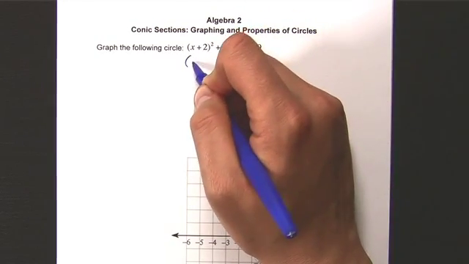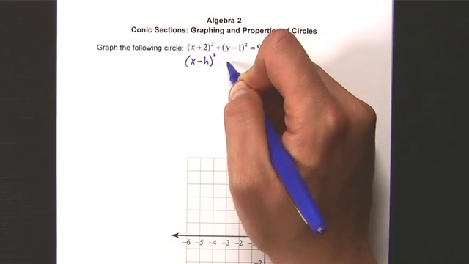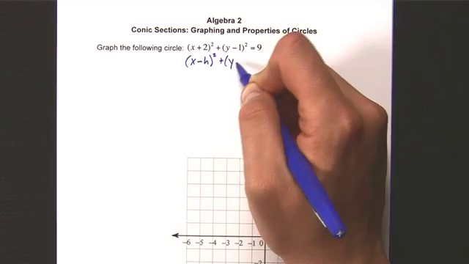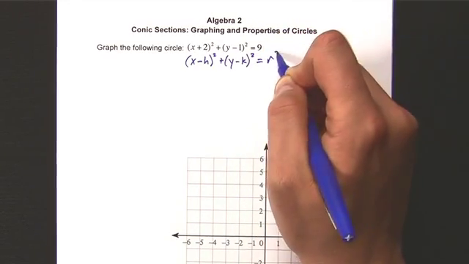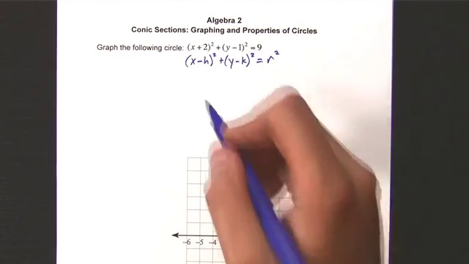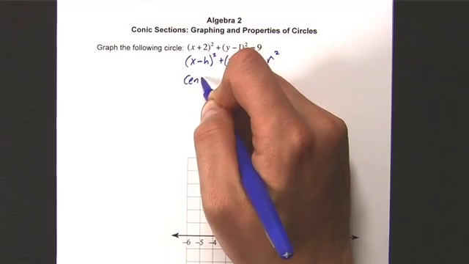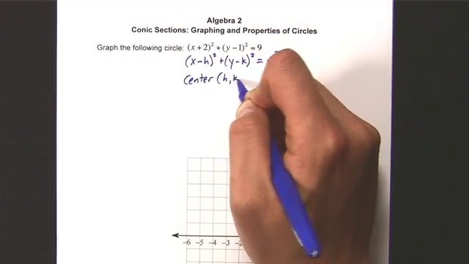The general form for any circle is written as x minus h quantity squared plus y minus k quantity squared equals the radius squared. So the way that this equation is set up, it's very clear to me where the center point is and how big the radius is. Because the center for an equation like this is the point h, comma k.